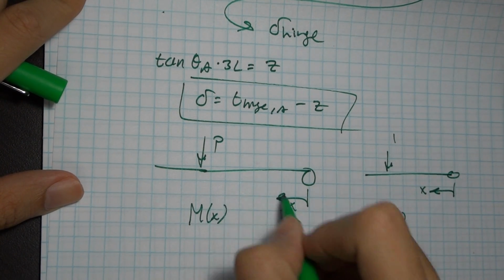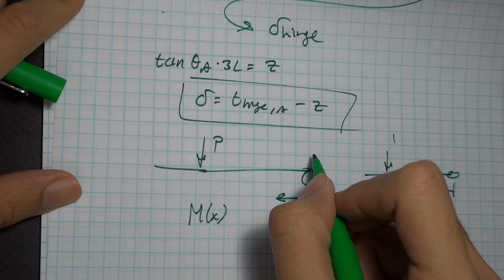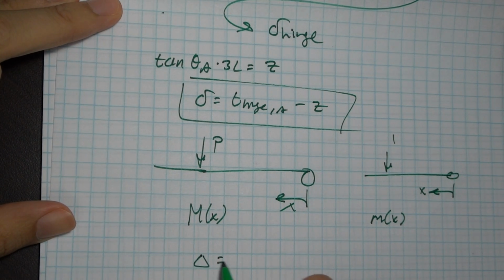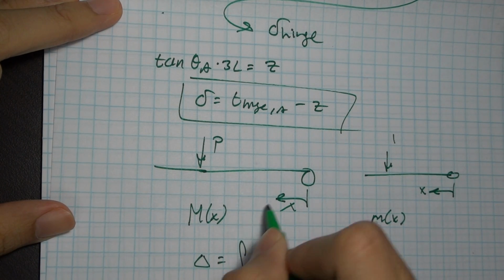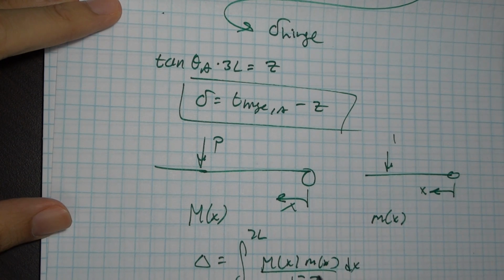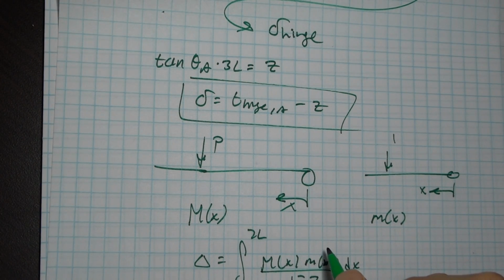Well, not solution. You want to go for your delta here is going to be equal to the integral from 0 to 2L of m of x times M of x divided by EI dx. And I believe that is everything you have to do for this problem.